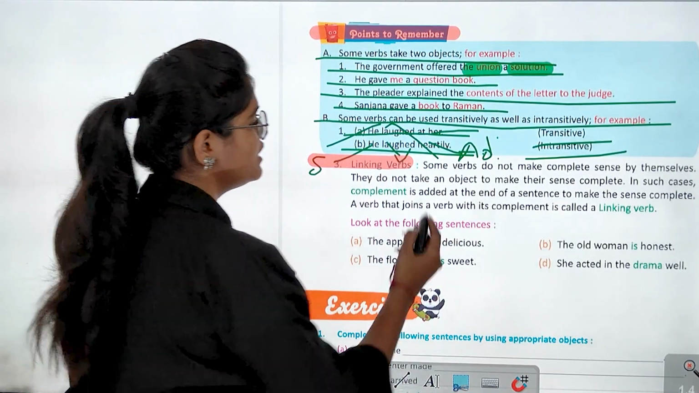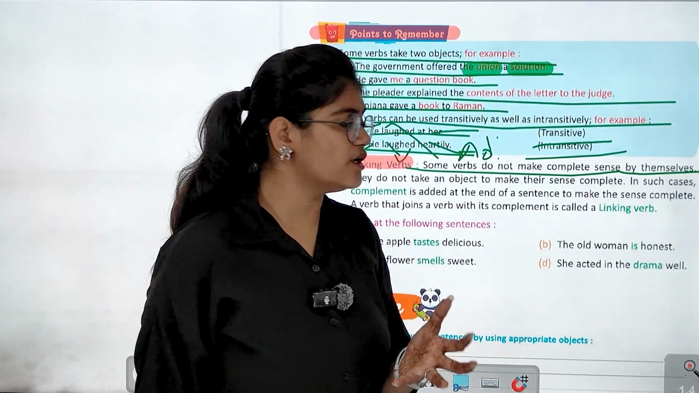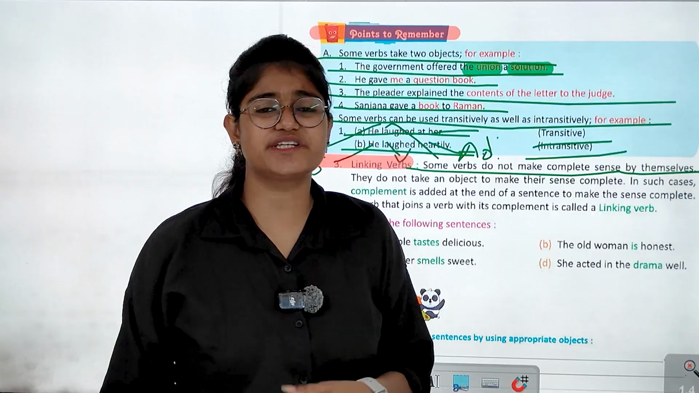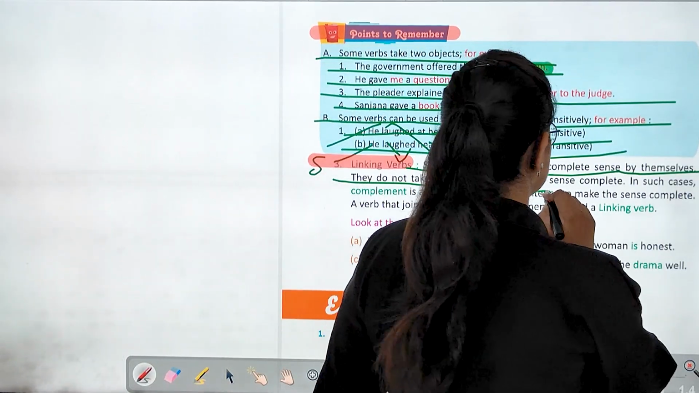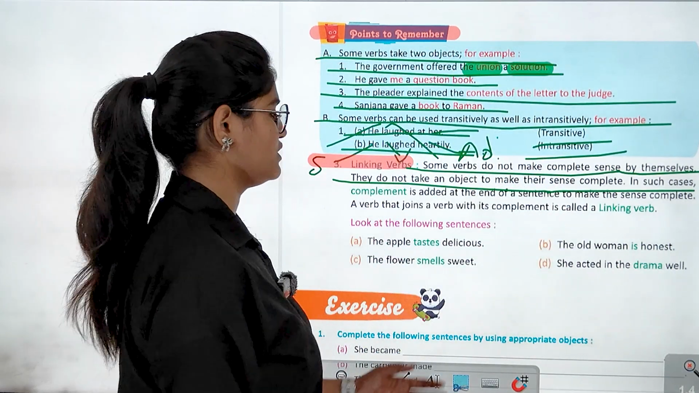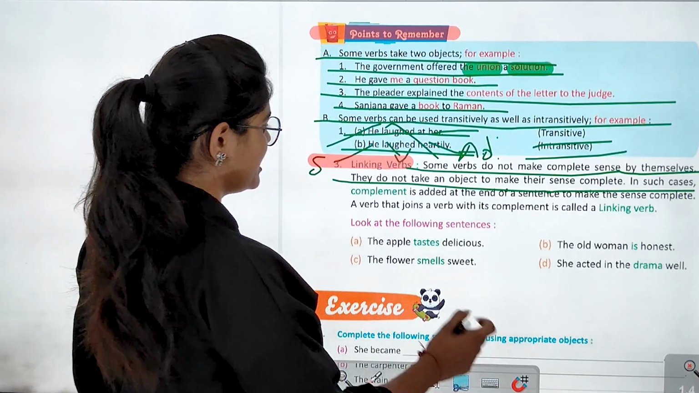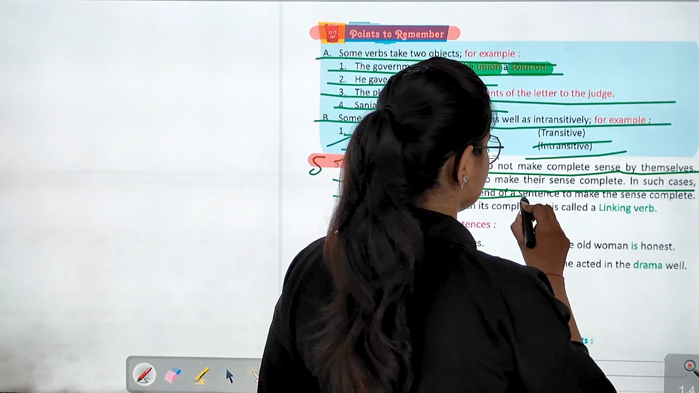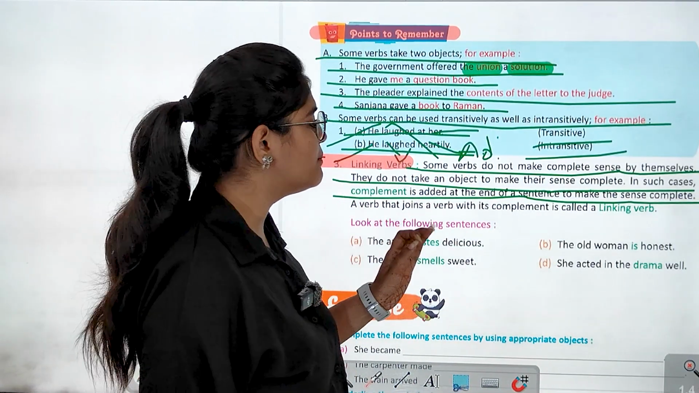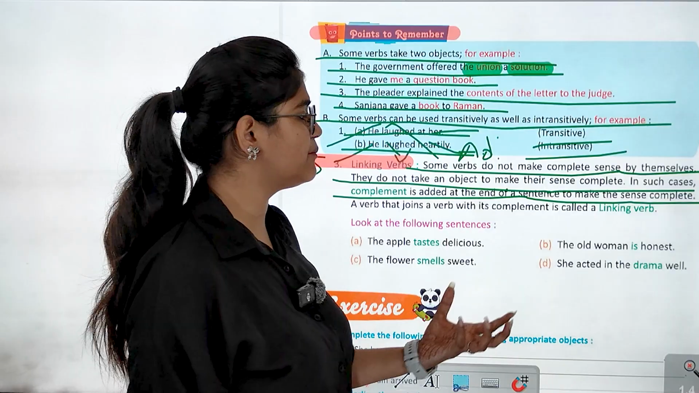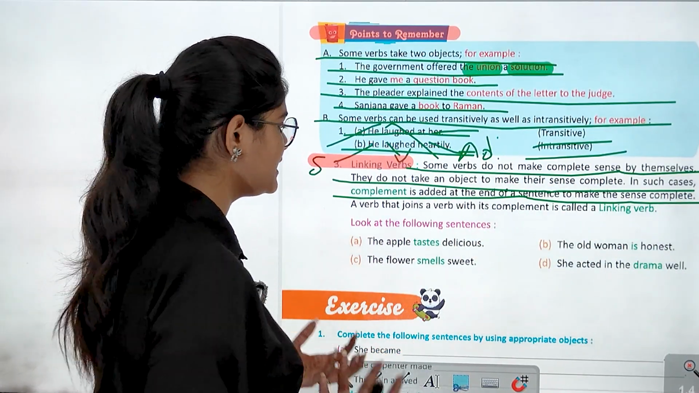After that, the next part that we have is the linking verbs. So some verbs do not make complete sense by themselves. अब कुछ verbs ऐसी होती हैं जो कि अपने आप से complete sense नहीं बना सकती हैं, right? They do not take an object to make their sense complete. कि उनके पास कोई object नहीं होता है जिससे वो अपना sense complete कर सके. In such cases, complement is added at the end of the sentence to make the sense complete. तो ऐसे में हम एक complement add कर देते हैं sentence के end में to make the sense complete, ताकि हम sentence का जो sense है उसे complete कर सके.